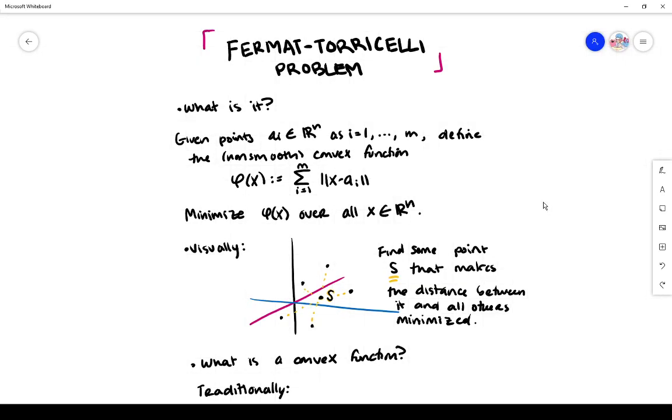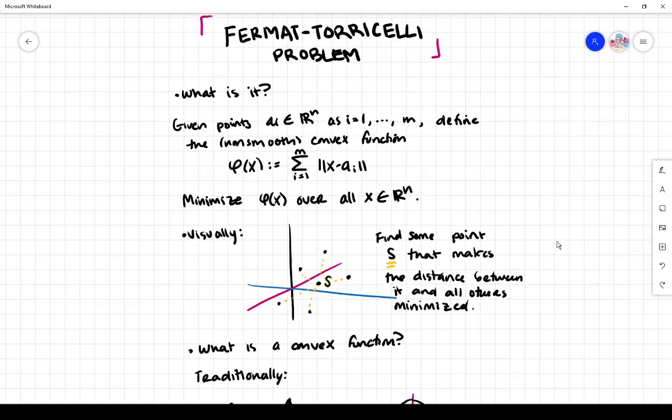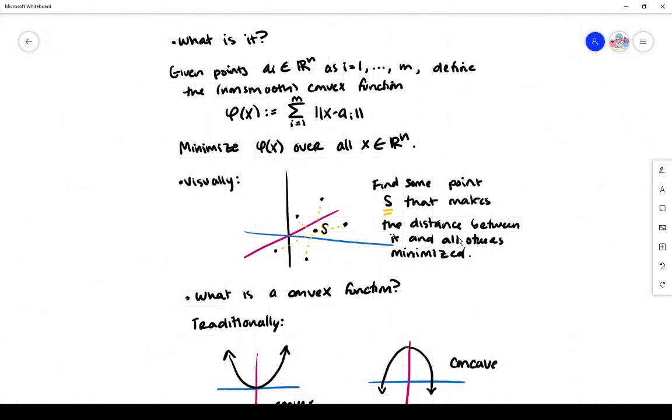To define the Fermat-Torricelli problem, I'm going to use this formula. Basically, given points a_i as an element of R^n, for i equals 1 to n, define the non-smooth convex function phi of x equals the sum from i equals 1 to m of the length of x minus a_i. The solution you're looking for is to minimize phi of x over all x as an element of R^n.